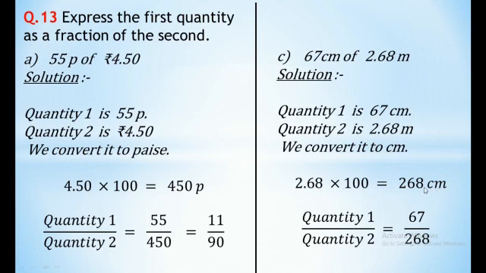Now both quantities are in the same unit: quantity 1 is 67 centimeter, quantity 2 is 268 centimeter. So we will follow this formula: quantity 1 upon quantity 2 is equal to 67 upon 268. Here we are unable to reduce it, so we have to keep it as it is.